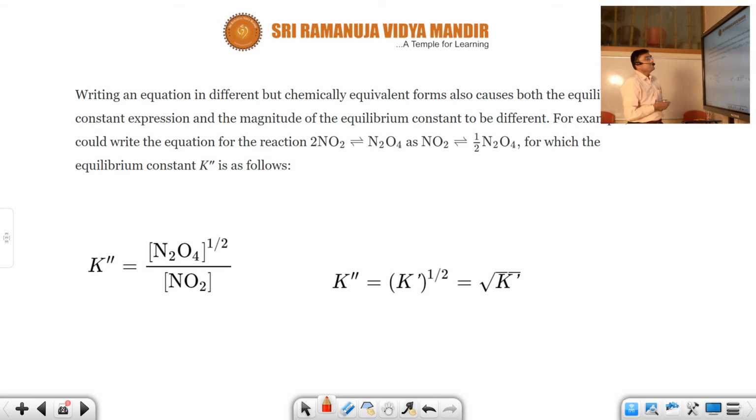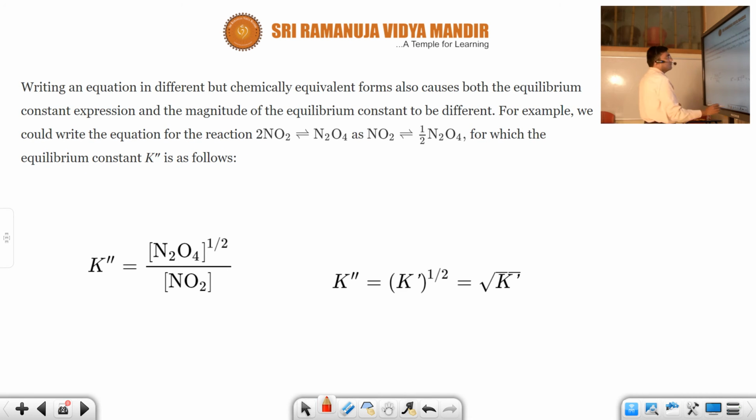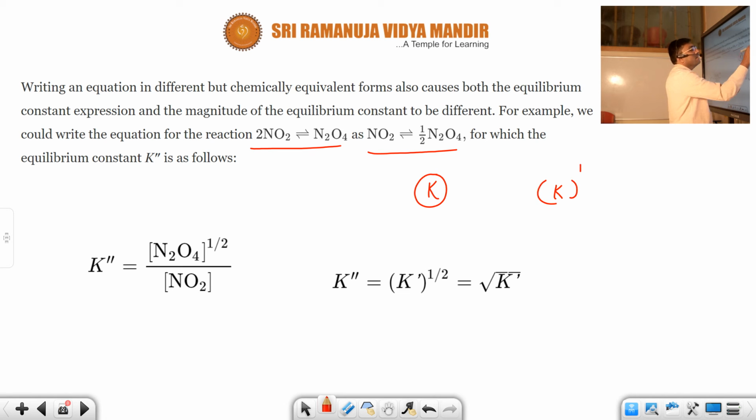Now, students, let us see this question. A reaction is given: 2NO2 gives N2O4, and NO2 gives half N2O4, for which the equilibrium constants are as follows. What is the relationship between these two? Very simple: you divide by 2. Divide by 2 means if the equilibrium constant in one reaction is K, the other reaction will be K^(1/2).